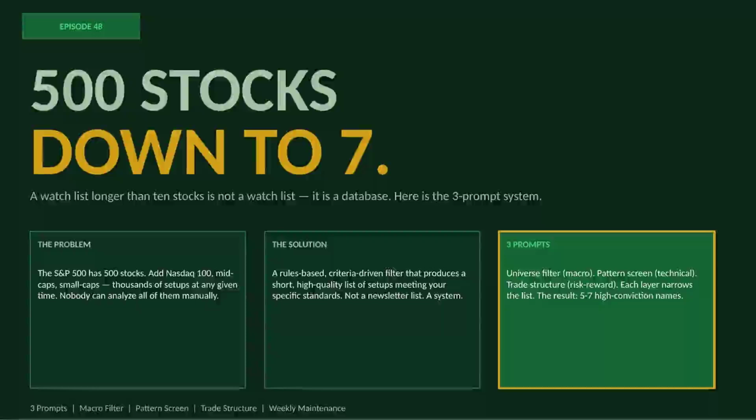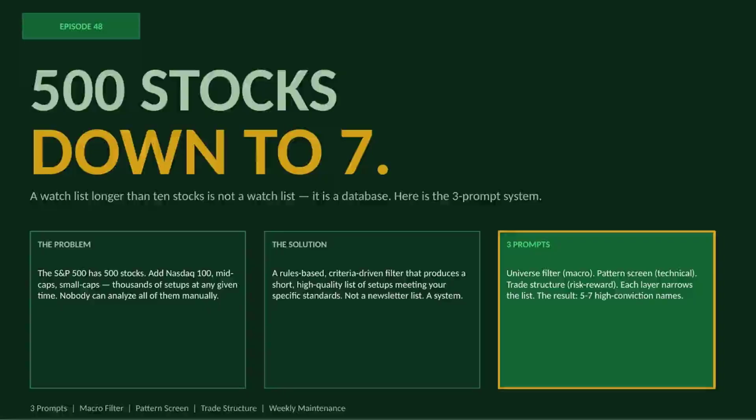The average S&P 500 has 500 stocks. The NASDAQ 100 has another 100. Add mid-caps and small caps, and you are looking at thousands of potential setups at any given time. Nobody can analyze all of them manually. The traders who try end up paralyzed by too many charts, too many signals, and no clear priority.